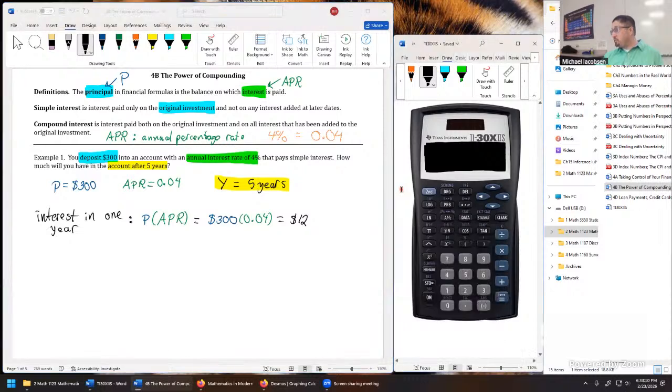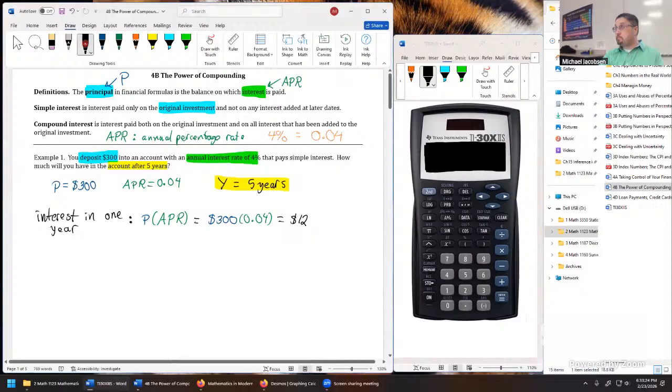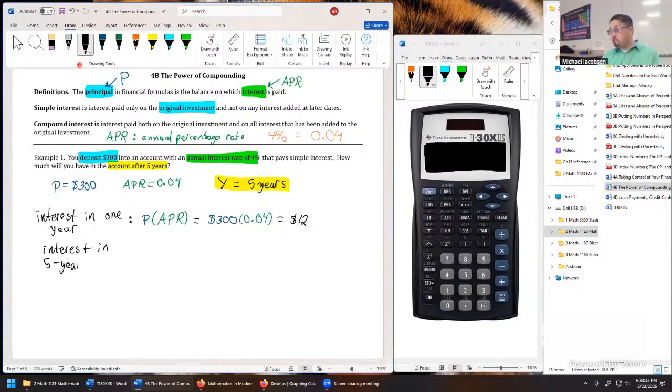Now, if this was a compound interest problem, we'd be earning interest on the next year on $312. So it makes it slightly more money than what we're about to look into. Here, if it's simple interest, and after 5 years, we can say interest in the term 5 years will be, take the $12 we already have, multiply that by the 5 years altogether, and we get $60 earned in interest.